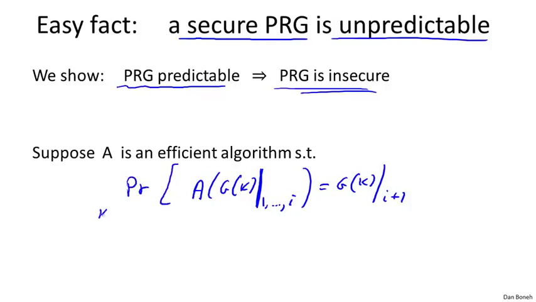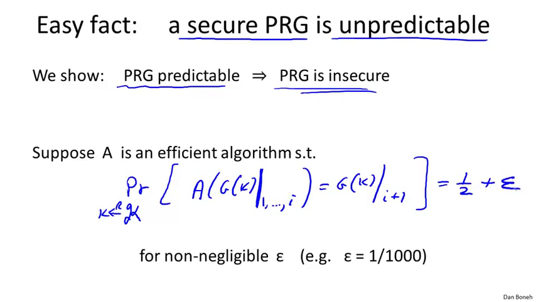So let's say we choose a random k from the key space. Clearly a dumb predictor would be able to predict the next bit with probability 1/2: simply guess a bit, and you'll be right with probability 1/2. However, this algorithm A is able to predict the next bit with probability 1/2 plus epsilon. So it's bounded away from 1/2, and in fact we require that this be true for some non-negligible epsilon.